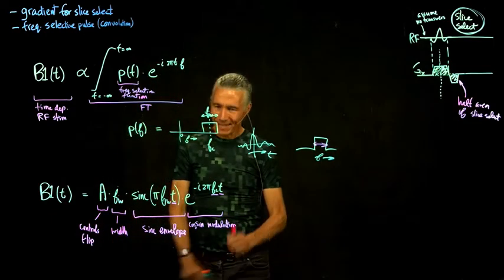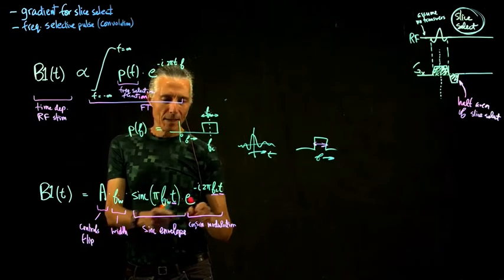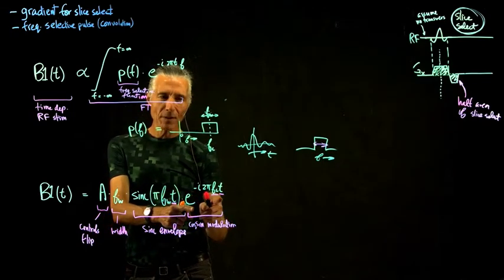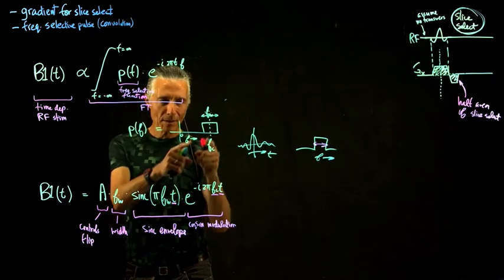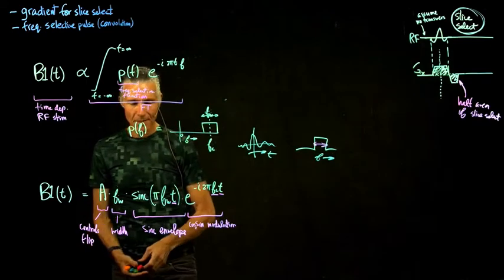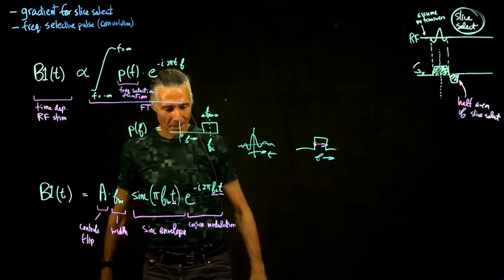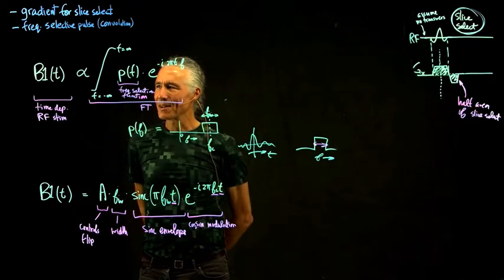So that's the answer. So the answer is it's a sinc envelope multiplied by a single frequency, which is the center frequency. And amazingly, that corresponds to an offset band of frequencies. So that's our answer. Now, how does that work?